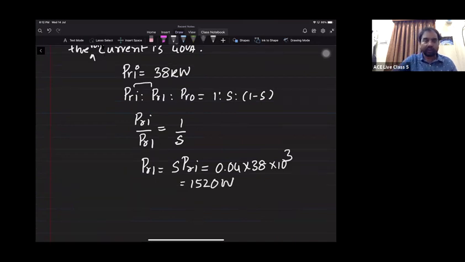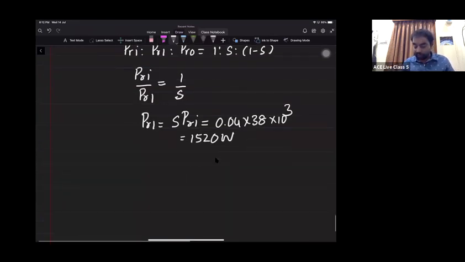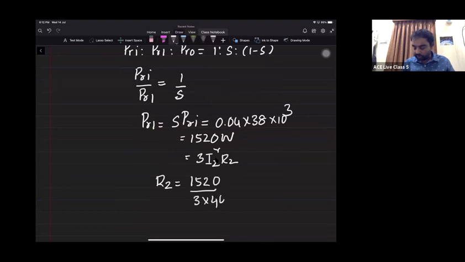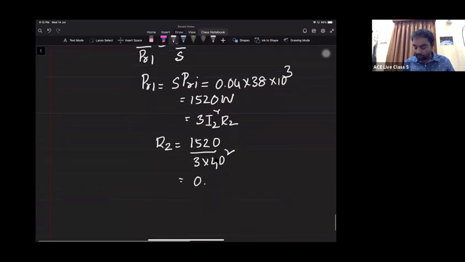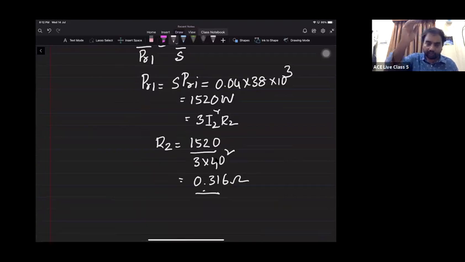Is this clear? Confirm me once. 1520 watts. Right, done. And you know that this is equal to 3 I2 square into R2. So from that, R2 is equal to 1520 by 3 into 40 square. If I solve this, it is 0.316 ohms. This is the answer. Please confirm if it is clear, all of you. Raise the hands. Right, done. So this is the second problem.